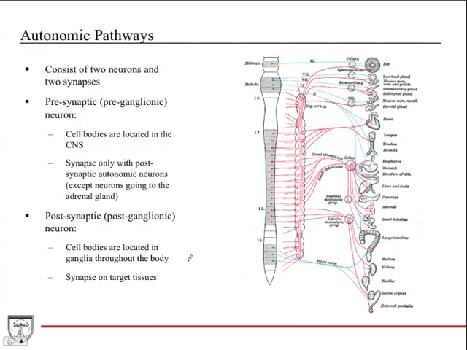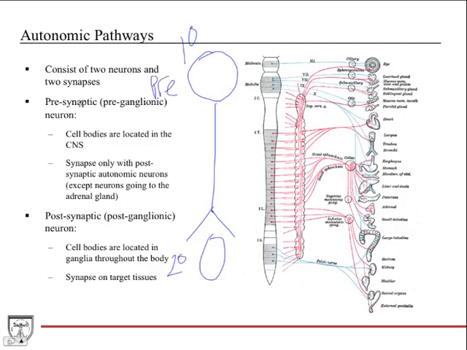Now, autonomic pathways consist of two neurons and two synapses. That's the basic structure. So you have the presynaptic neuron, and so we'll draw this in here. So here's your primary neuron. Here's its axon coming out here, and then these dashed structures will represent the axon terminal of that neuron. And then you have the secondary neuron here. Now, the primary neuron is also called your presynaptic or pre-ganglionic neuron, and we'll explain why. And then your secondary neuron would be your postsynaptic or post-ganglionic neuron. And then this is going to go out here, and this will synapse on your target tissue out here.